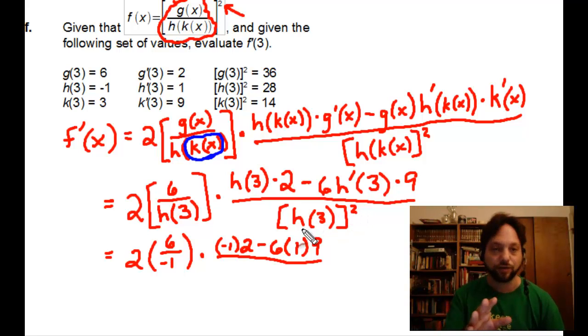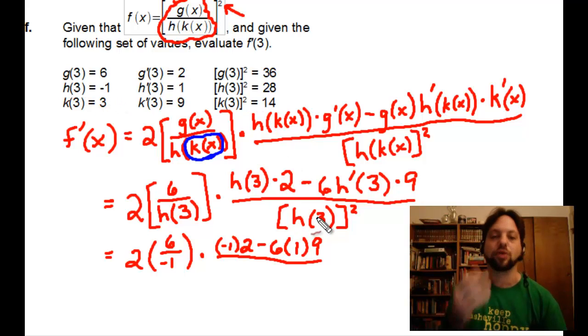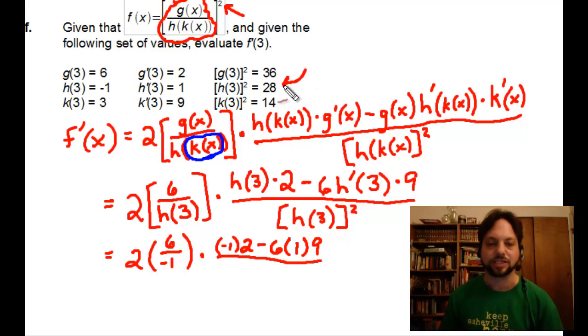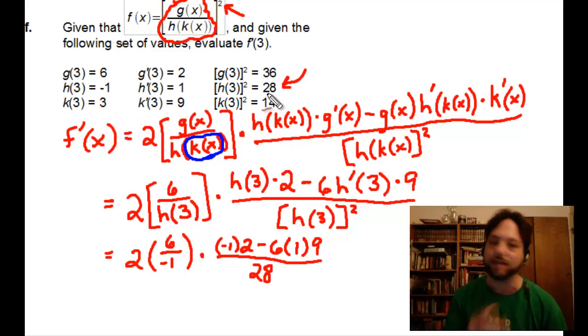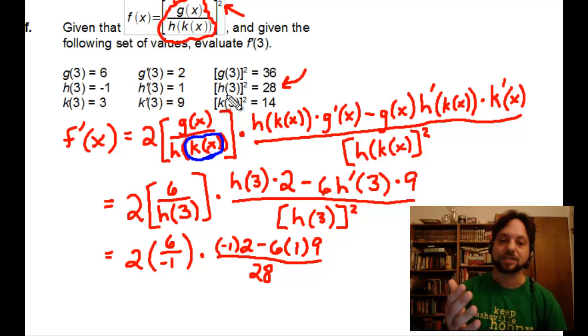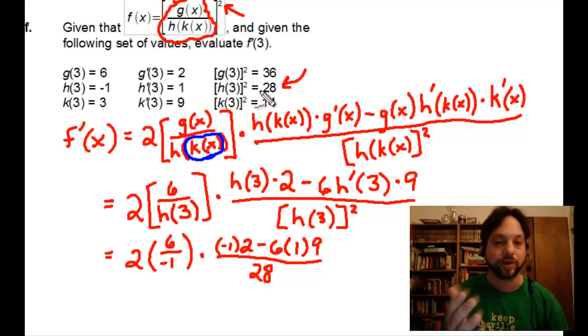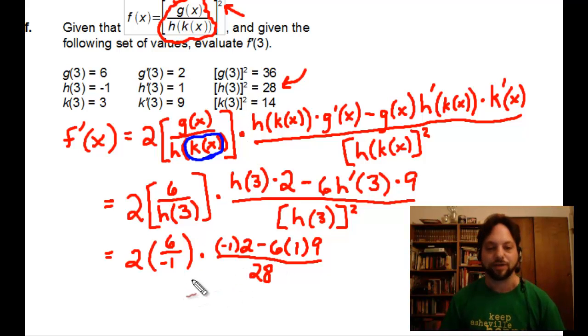Now, be very careful here. h of 3 is given to us as negative 1. But interestingly, h of 3 quantity squared is given to us as 28. You might ask, how is that logically possible? How could we square negative 1 to get 28? And in truth, although it is a valid question how that could happen, it's irrelevant to this problem. If they tell us that h of 3 quantity squared is 28, then it is, and that's what we must use. So be very careful on that.